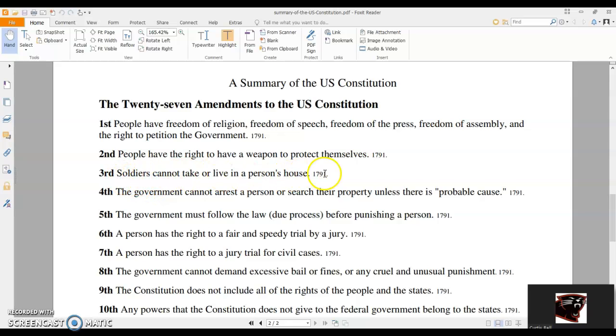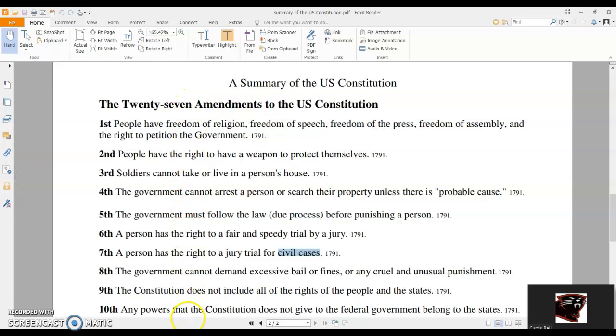3, you can't come in my house. 4, unless you have a search warrant. 5, if accused, I still have rights. 6, one of those rights is a fair and speedy trial by a jury. 7, those rights for a jury includes civil cases. 8, you can't treat me wrong. 9, power to the people. 10, power to the states. That's my cheat sheet for 1 through 10.